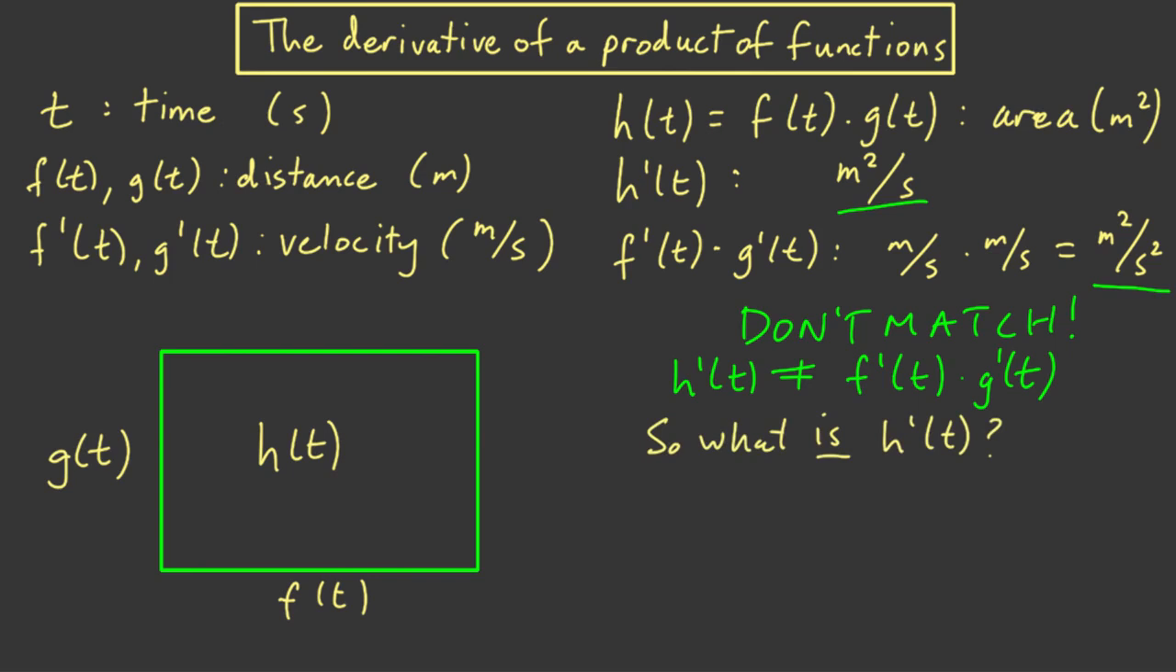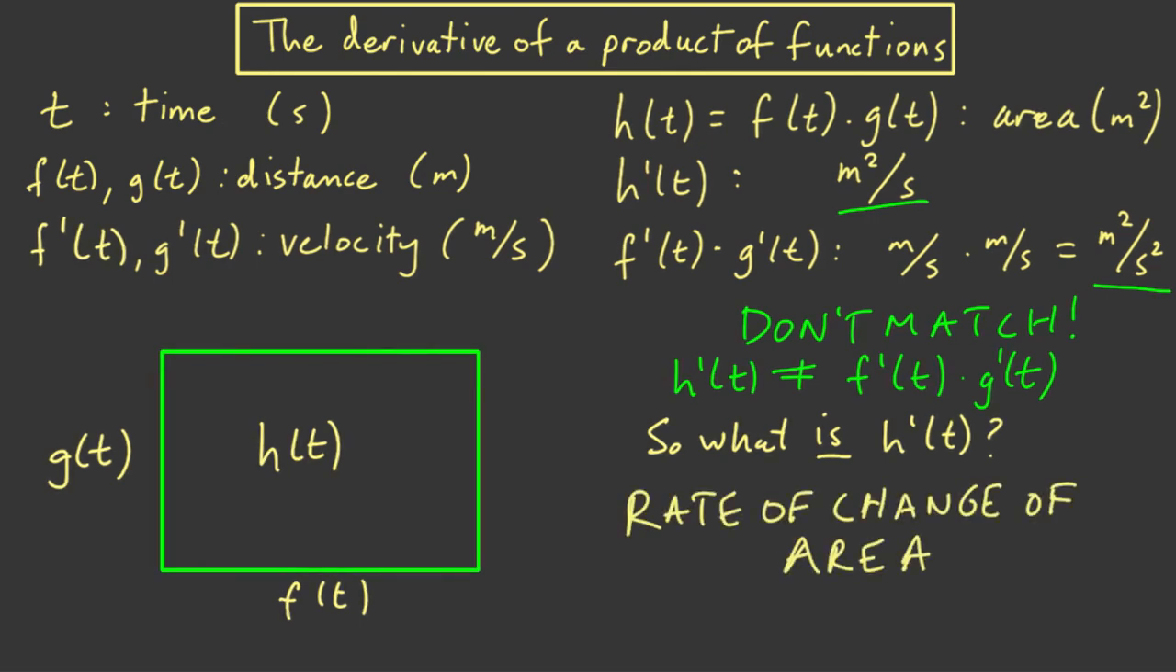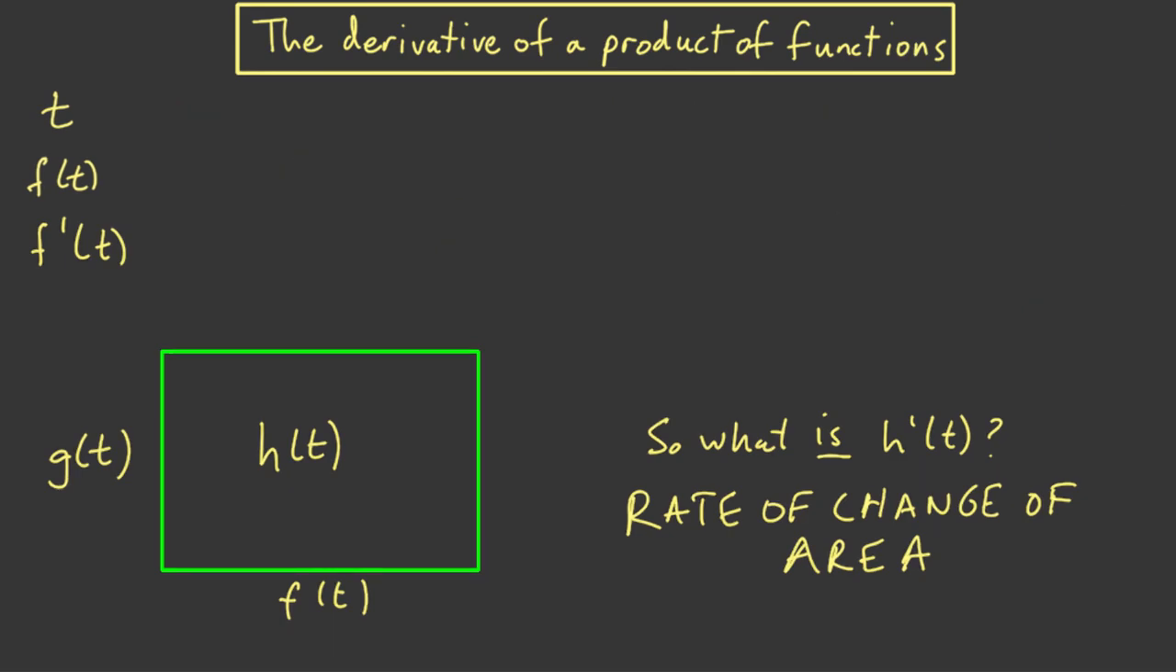Well, we know that h measures area, so h prime should be measuring the rate of change of area. Now we can actually use our picture to get a handle on what this rate of change of area is going to be. So let me clean up some of this stuff and let's put in some specific numbers for some of our variables. Okay, so we've got maybe t is 3 seconds, and then I'll erase this and we'll have f of 3 being 50 meters.